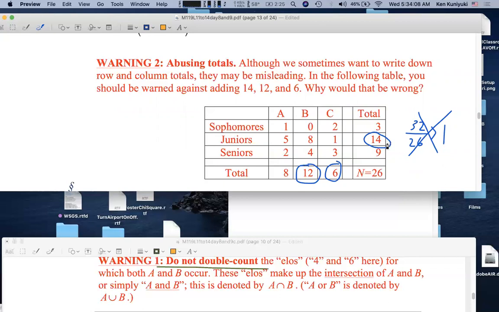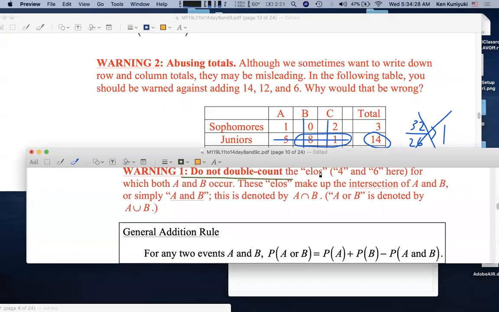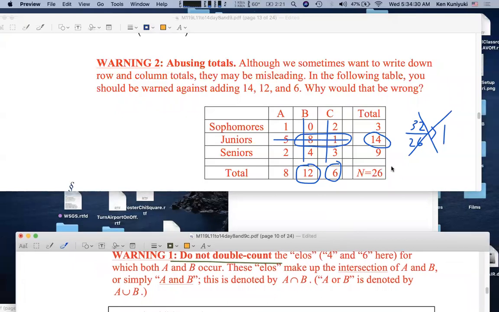But beyond that, there's a problem here. What's the problem with just adding 14, 12, and 6 and putting that over 26, aside from this issue? Because if you do that, you're double counting. You're double counting these 9 students. Juniors getting B's or C's. You're double counting. That's my warning here. Don't double count. So that's the problem with just adding these marginal totals, because you're in severe danger of double counting.